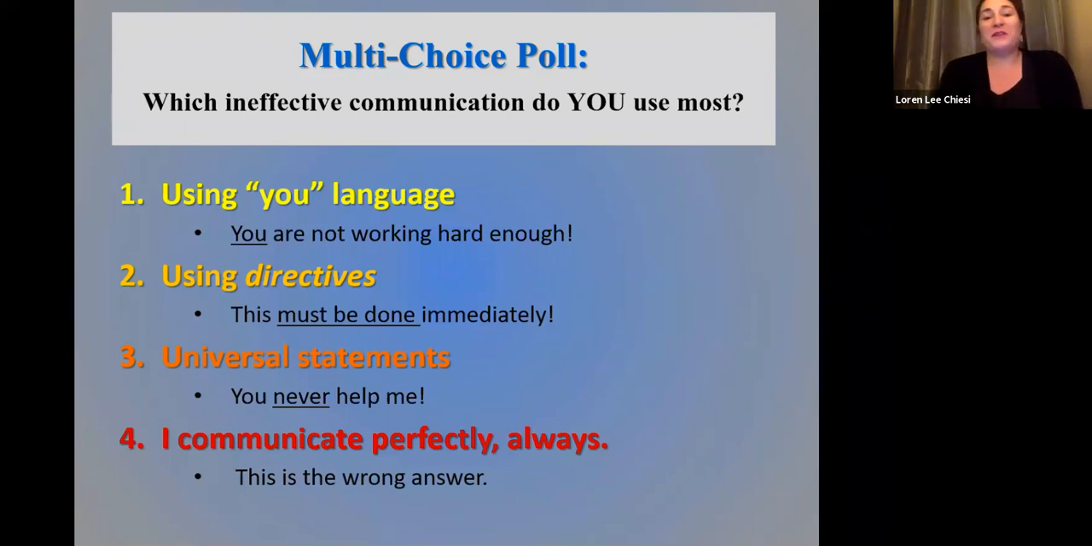So let's move on a little bit. I also like the 3 people that had mentioned that they communicate perfectly always. That's very valuable. Please give me advice in the chat box then, because I can always use advice.